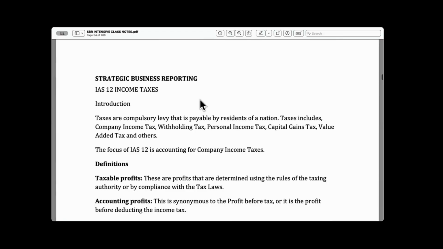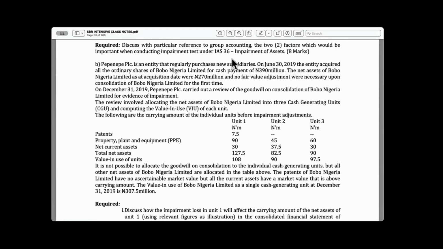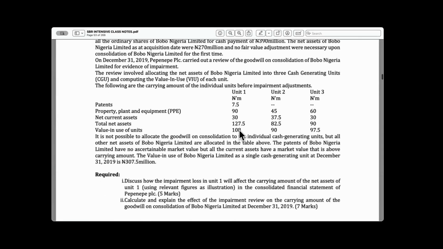Okay. So some people are saying we should go over it again. Is there anyone that can help us? Can you help us, Jacob? I think you understood it. Where should I start from? Start from the unit 1, how we impaired it, then the entire company, how we impaired it.